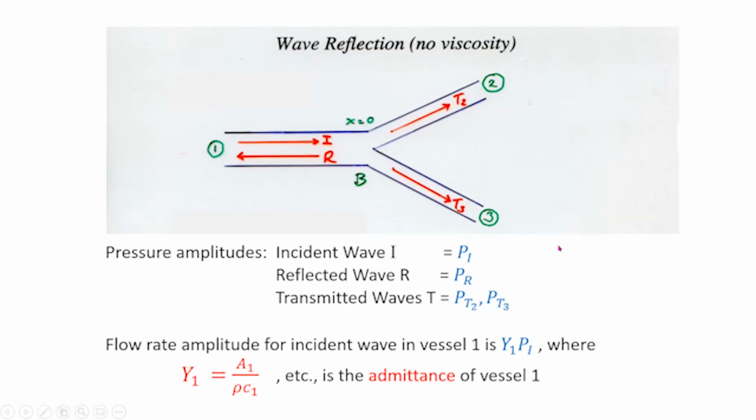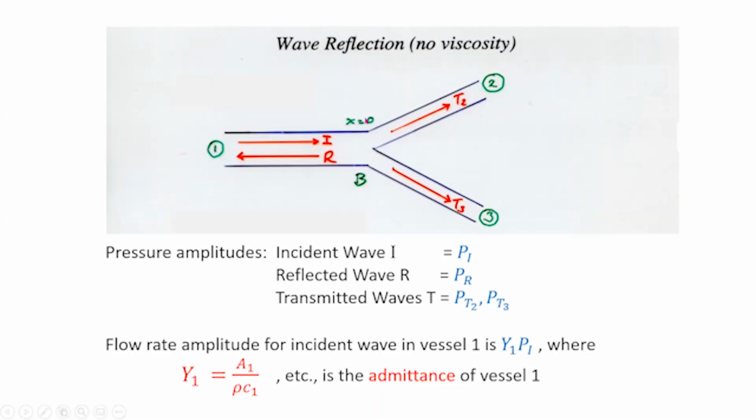We should note, and this is something else you're going to have to take on trust, that if the pressure wave amplitude is p sub I, the flow rate amplitude for the incident wave is y sub 1 for vessel 1, times p sub I, and y is the ratio of the cross-sectional area with rho the density and c the wave speed, and that's called the admittance of the vessel. It's the inverse of the impedance, if you like that better.